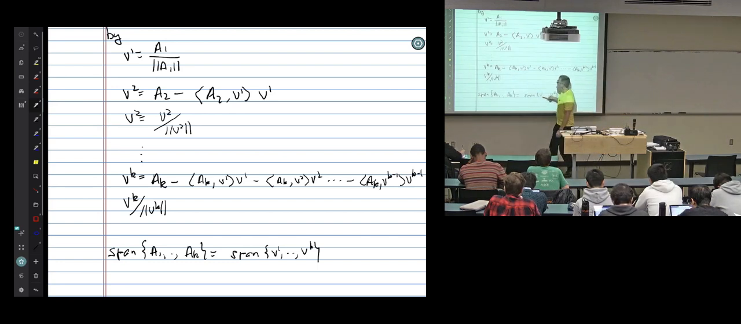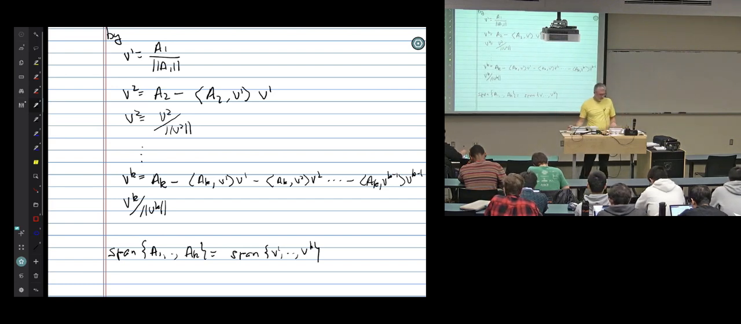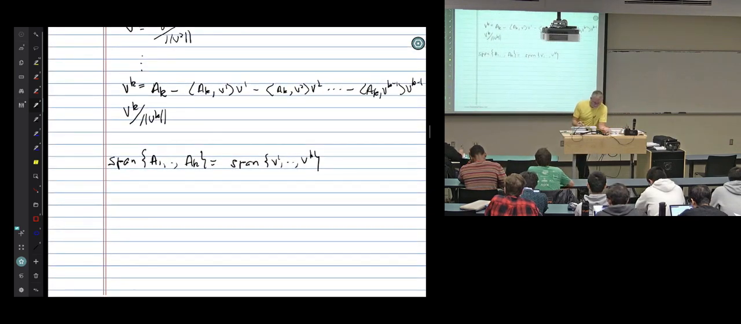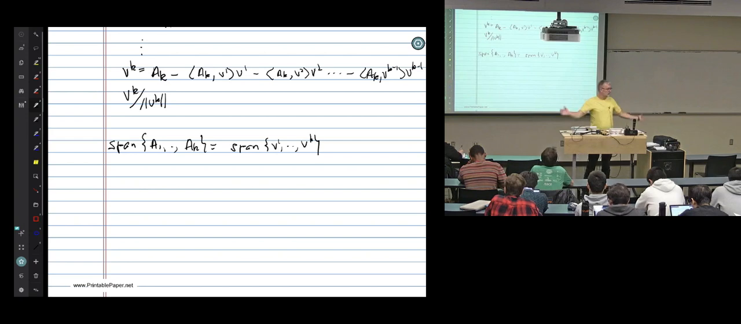So this holds true even when we don't do the normalization, and if we don't do the normalizations, we do need to divide by the norm squared of V1 and the norm squared of V2 and the norm squared of VK minus 1. That's Gram-Schmidt. If we don't normalize, and believe me, you don't want to normalize when you don't have to, it's just a bunch of square roots and crazy numbers showing up.